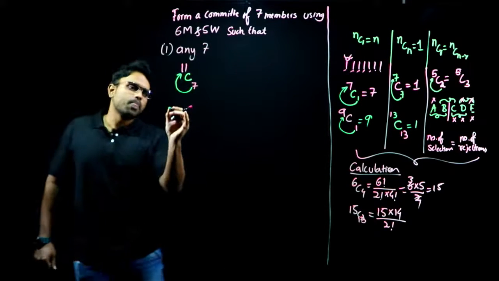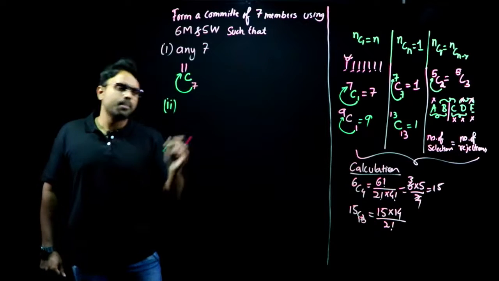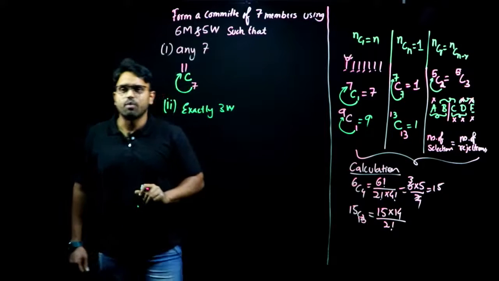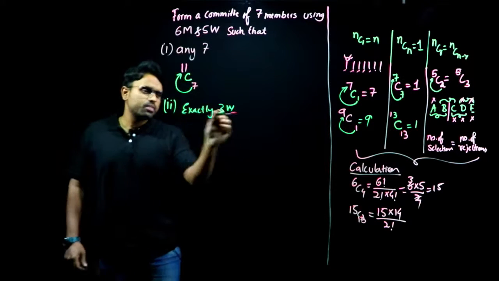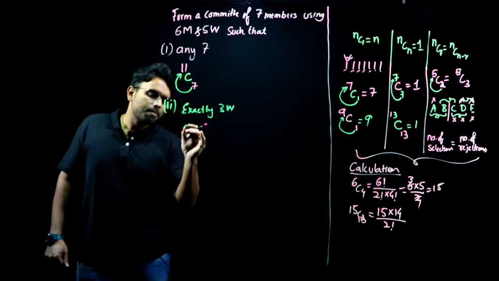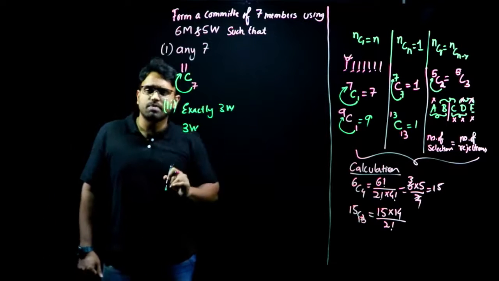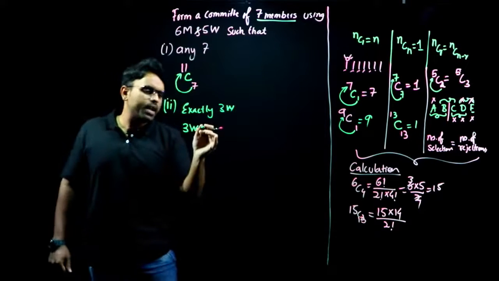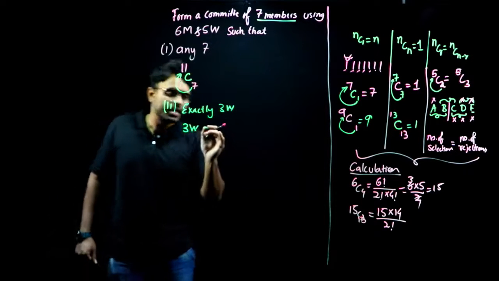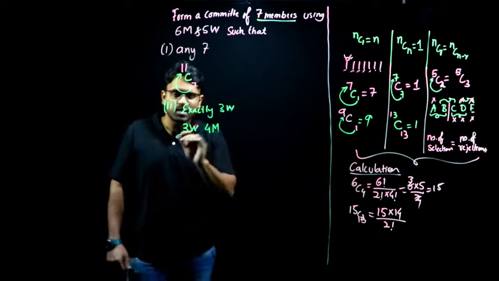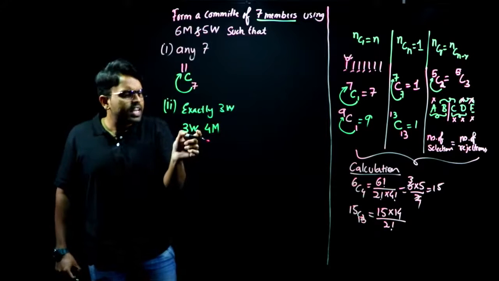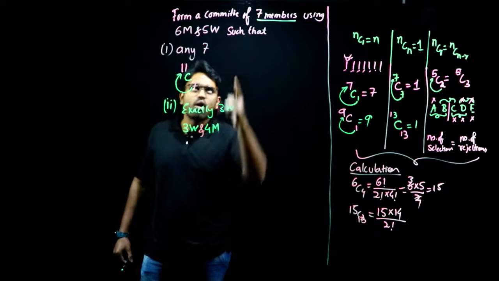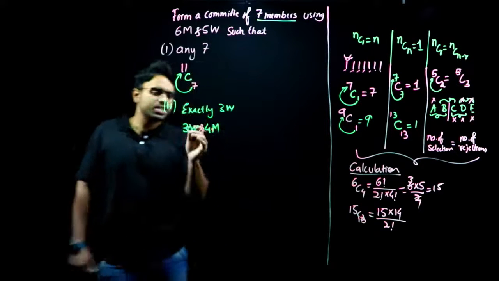Now, if the question is something like this, exactly 3 women. We'll deal with the language part first here. Exactly 3 women meaning what? There must be precisely 3 women. But I have to form a committee of how many members? 7 members. If there are 3 women, how many men will be there? There will be 4 men. But what is the conjunction that I am supposed to use in between? 3 women and 4 men will make me a committee of 7.